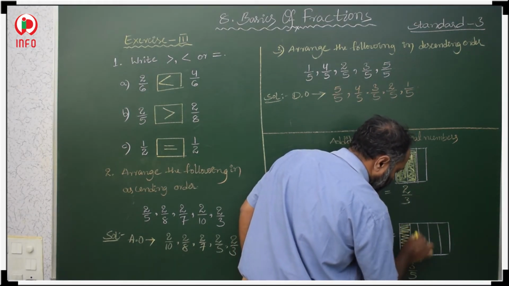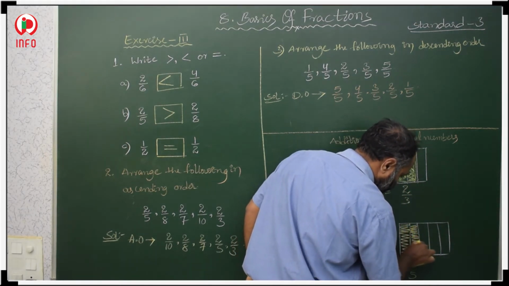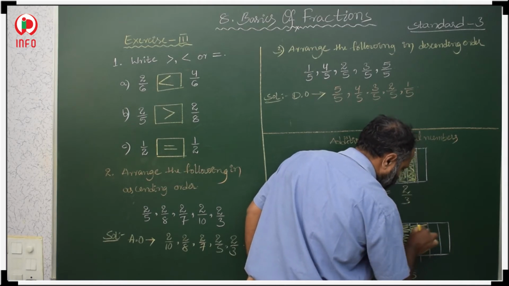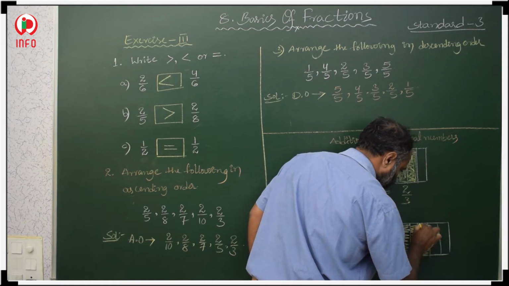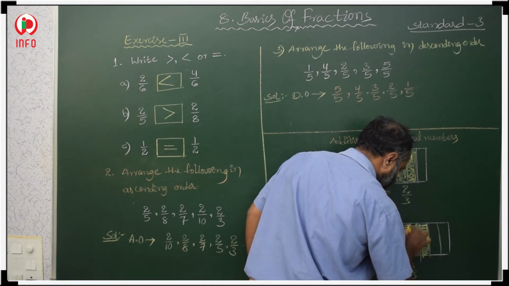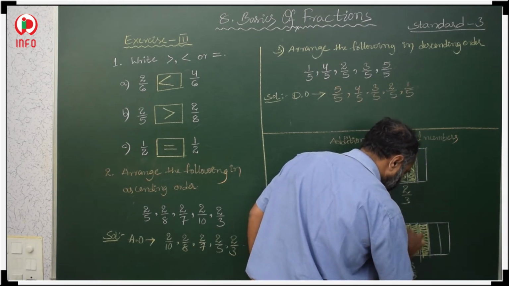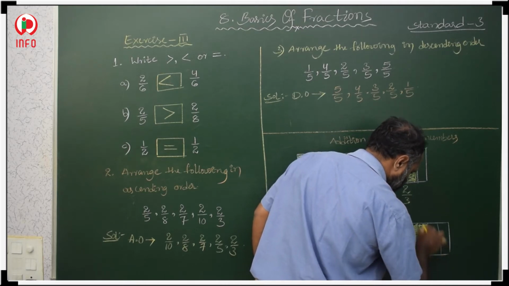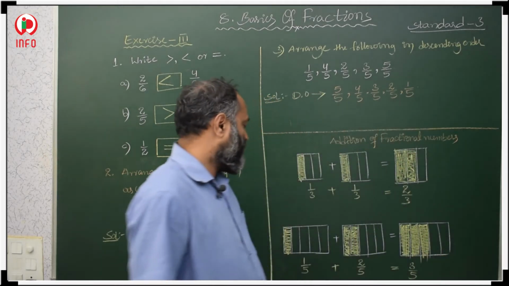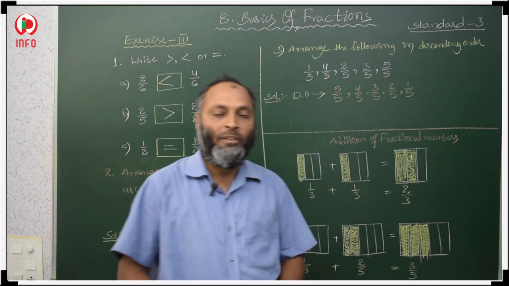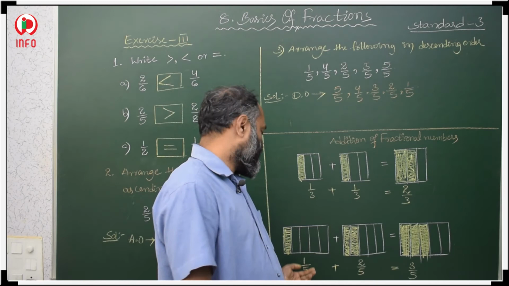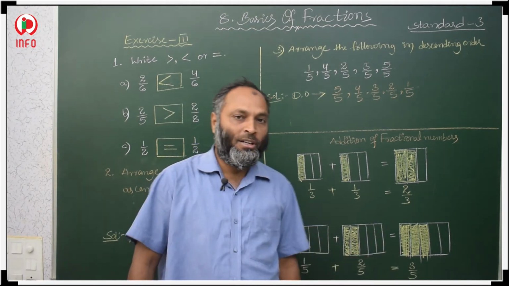Three parts we have to shade. 3 by 5. 1 by 5 plus 2 by 5 is equal to 3 by 5. When denominators are the same, how to add? You just have to add the numerators and write your answer. Okay.